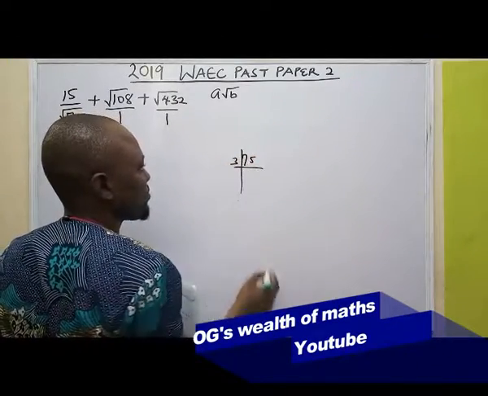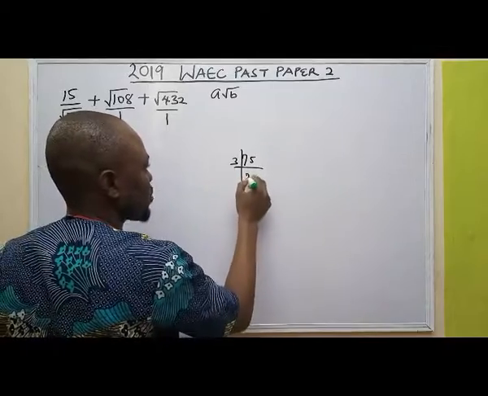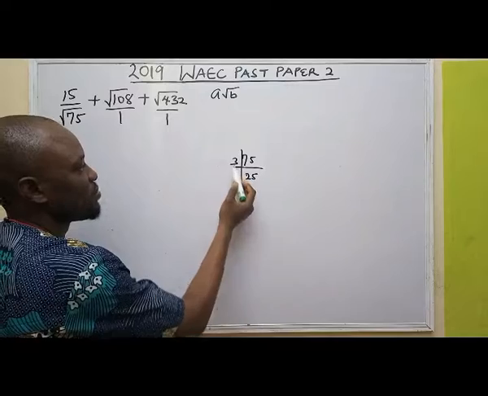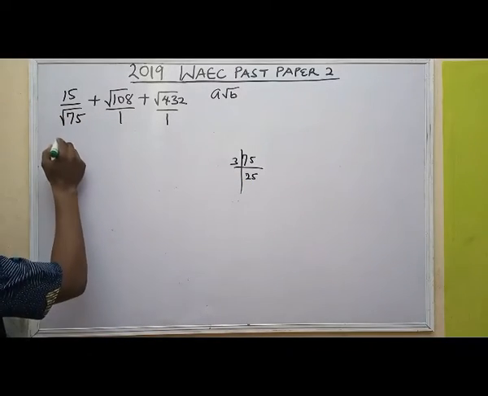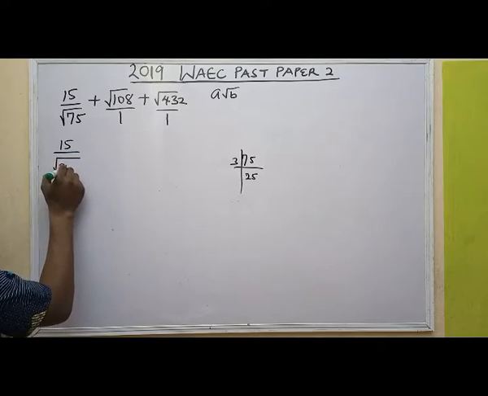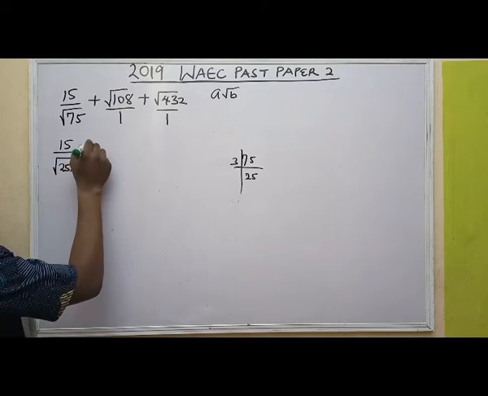Now we'll find the prime factors of 75. 3 here is 25. So I'm going to stop here because 25 is a perfect square. So 25 times 3 gives me 75. So I'm going to write 15 over the square root of 25 times 3 plus.